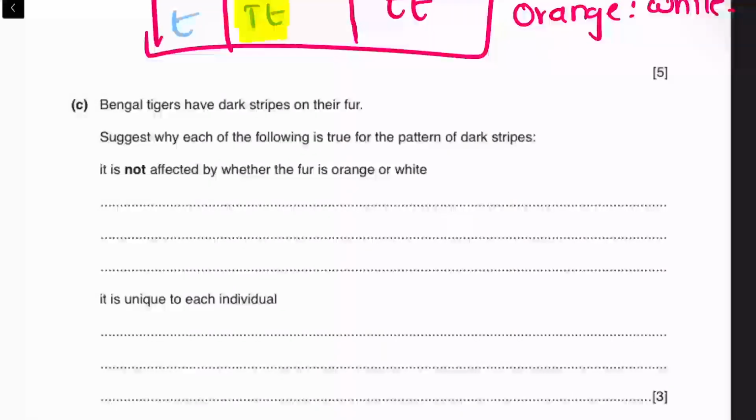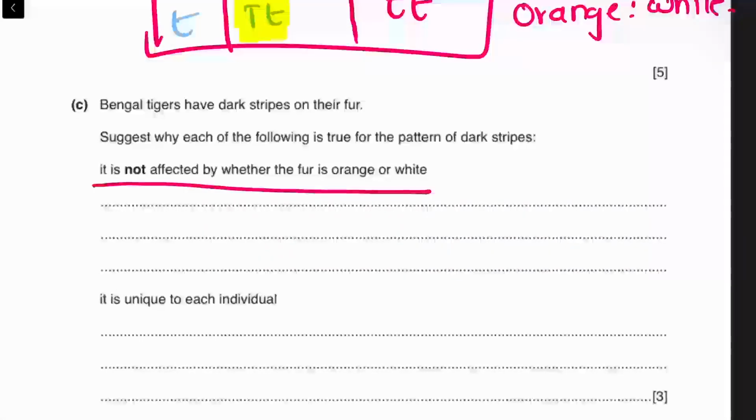Now, why is the Bengal tiger? Bengal tigers are orange with black stripes. So why is having stripes not affected by fur color? It's coded for by a different gene. Excellent. The reason is whether the tiger is orange or white, he still has black stripes. It doesn't depend on the fur color.